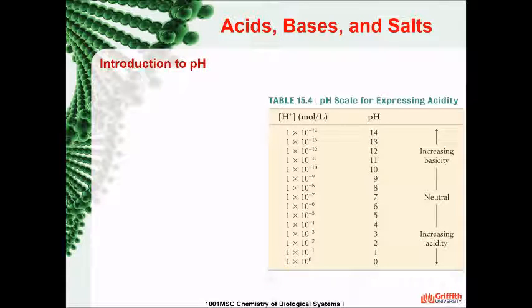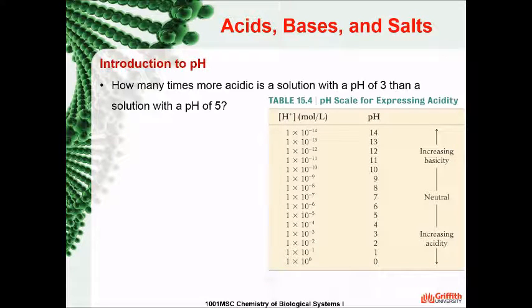Let's see an example. How many times more acidic is a solution with a pH of 3 than a solution with a pH of 5? The answer should be C, 100 times. Remember that pH is a logarithmic scale, so a 2 point change in the pH means that you have a 100-fold change in proton concentration, so that's 100 times different.